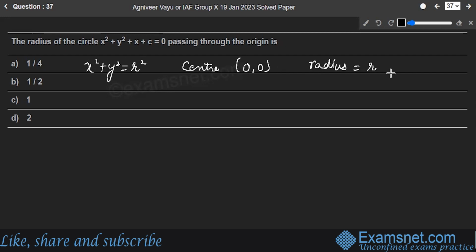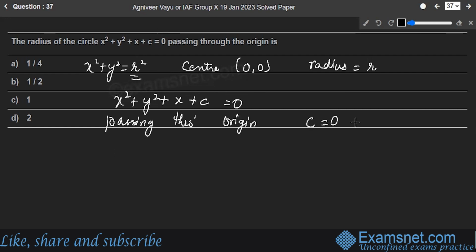With the radius equal to r, right? Now we know that this is there because the x and y coefficients are missing. Therefore, the center is at the origin and the radius is given by the square root of this particular term, right? Now you are given the equation x square plus y square plus x plus c is equal to 0. This is passing through the origin. If it is passing through the origin, then c is equal to 0. Then the equation will be left x squared plus y squared plus x is equal to 0.